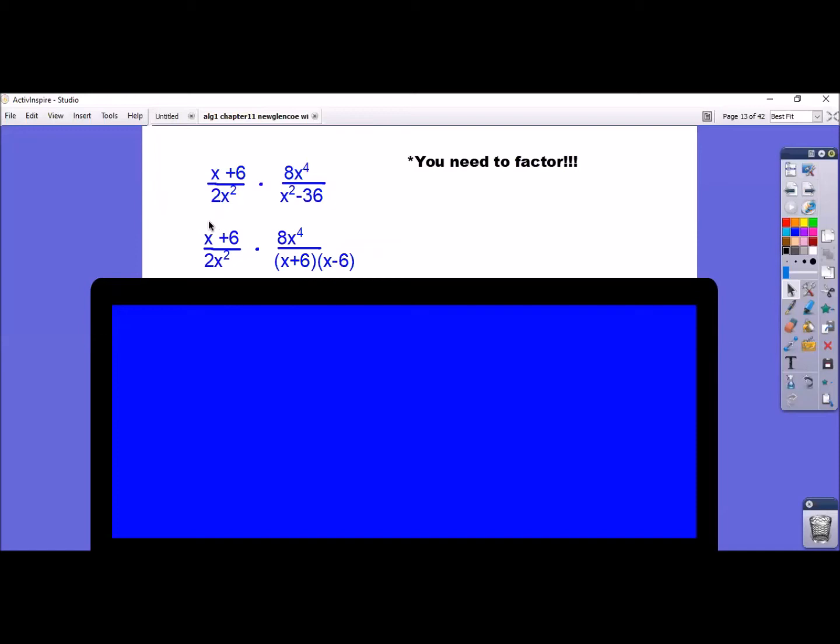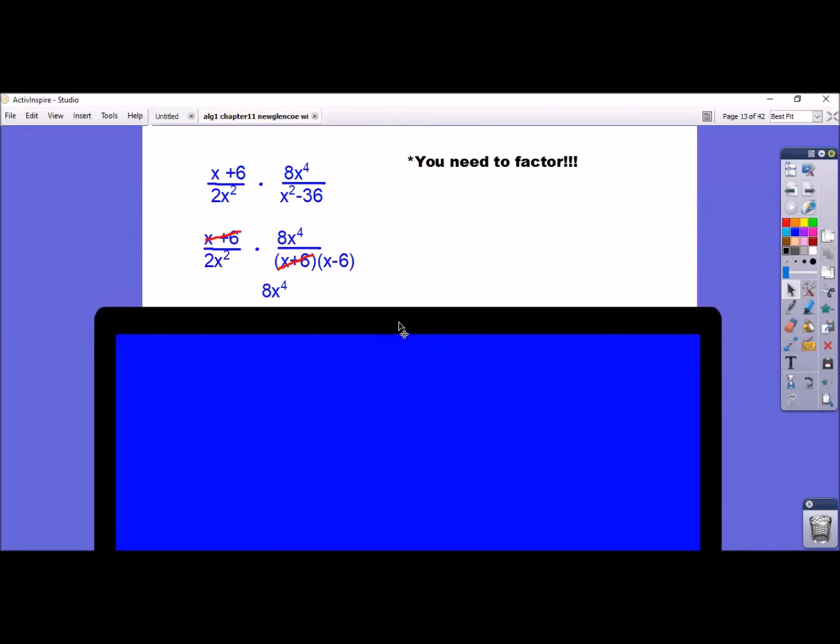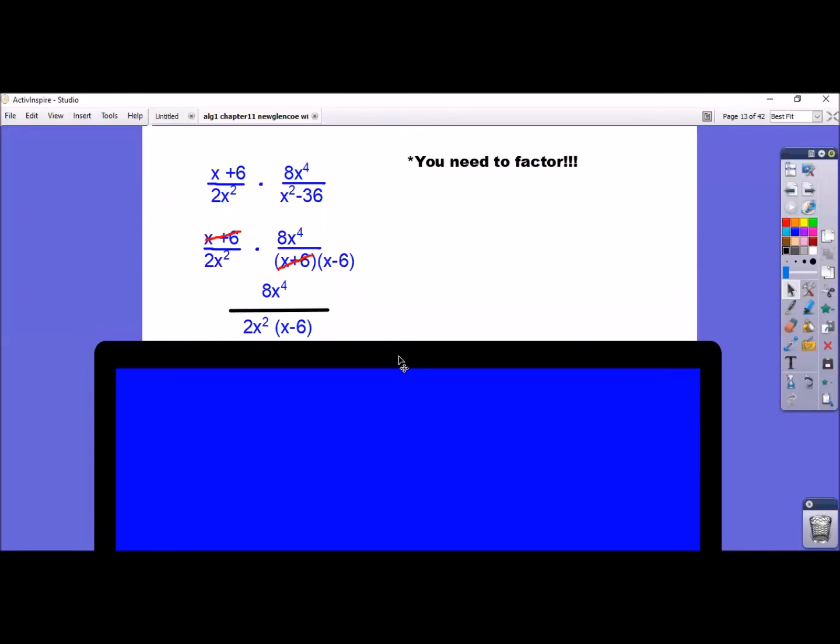Now, what you can do is notice that these x plus 6 can cancel on the diagonal, which I really like, taking care of the binomials, so it's a lot less work to write down. And now I can just multiply across the top, and I'm going to get 8x to the fourth. And then on the bottom, it's 2x squared, x minus 6.